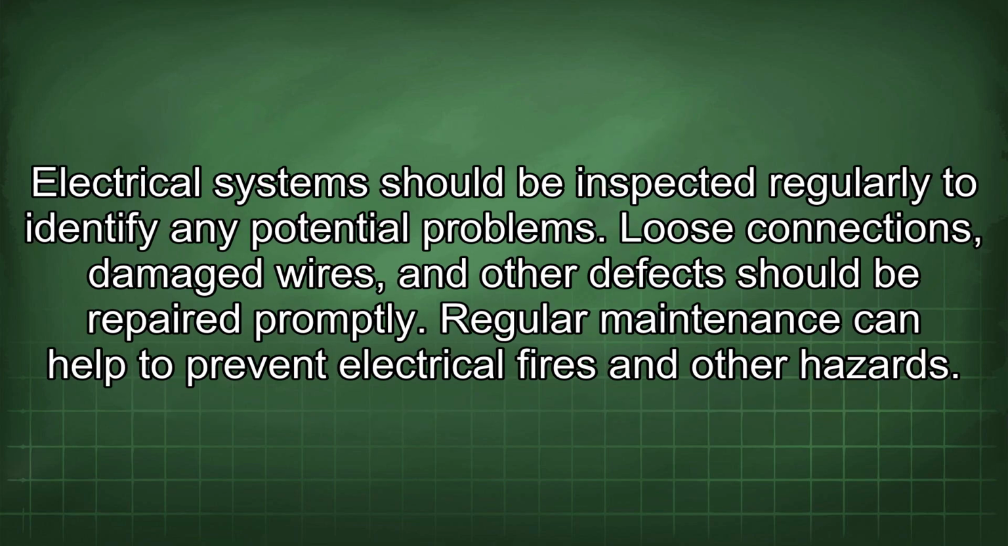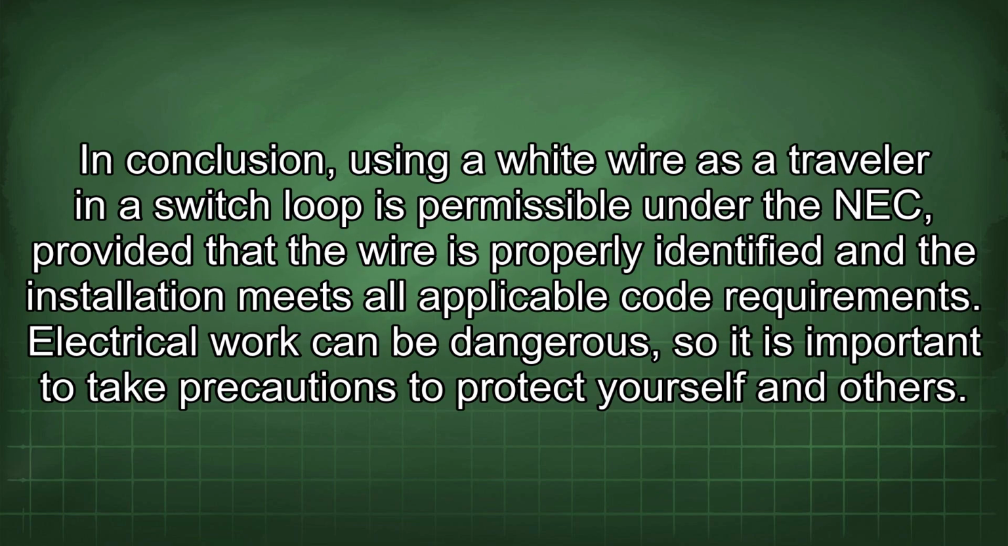Electrical systems should be inspected regularly to identify any potential problems. Loose connections, damaged wires, and other defects should be repaired promptly. Regular maintenance can help to prevent electrical fires and other hazards. In conclusion, using a white wire as a traveler in a switch loop is permissible under the NEC, provided that the wire is properly identified and the installation meets all applicable code requirements.